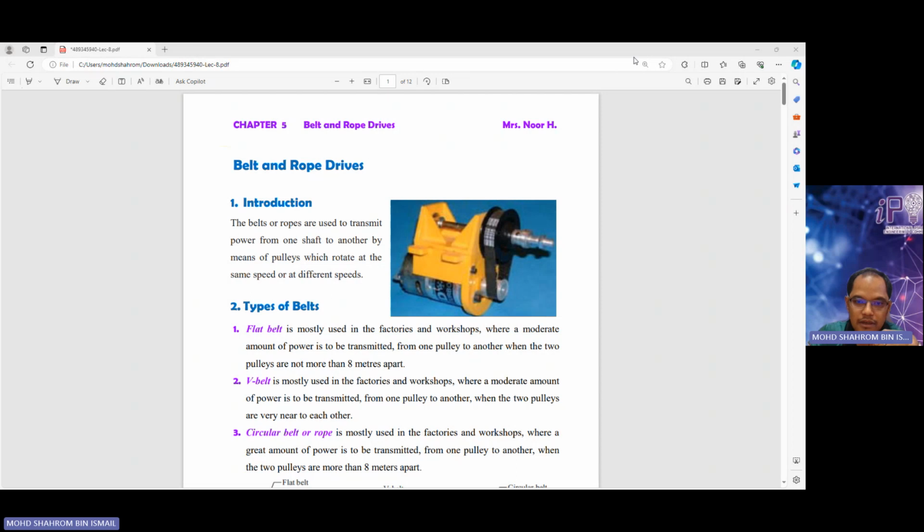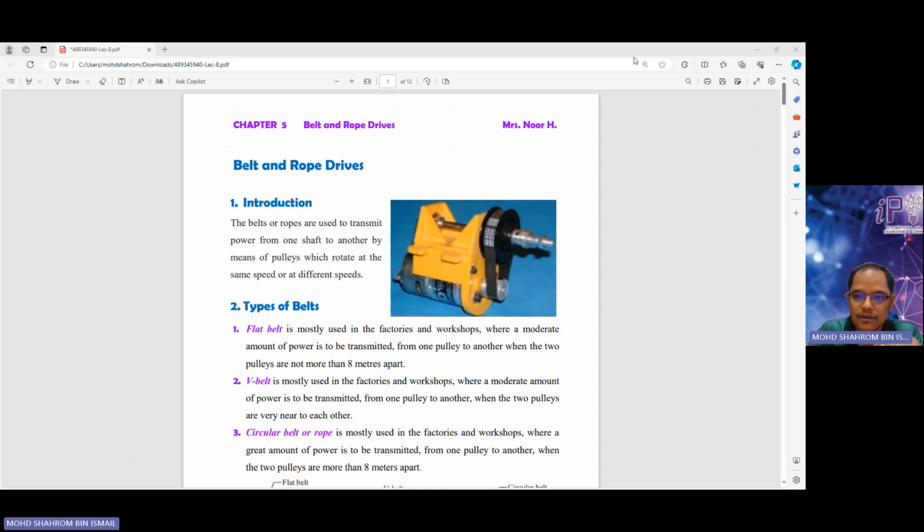For this lecture, basically I'm going to discuss and explain a new chapter. This is the last chapter eventually. We've entitled it belt and rope drive. So it's more focused on how to calculate the torque of a belt that is driven by the drive shaft.